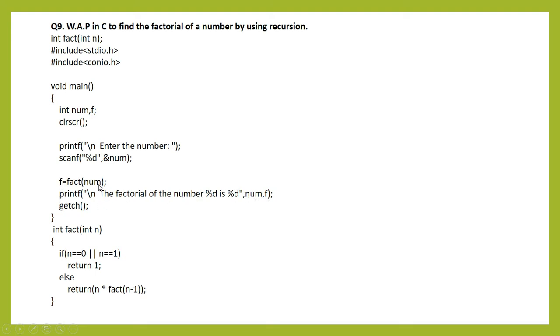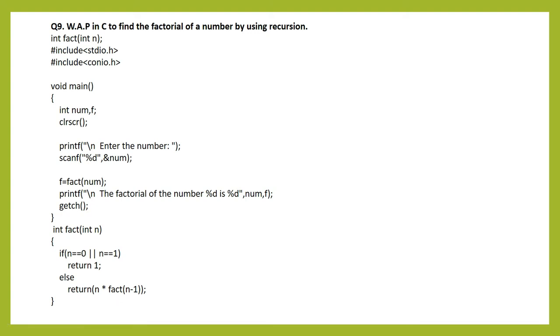So if we are entering 3, then it is showing you the factorial is 3 into 2 into 1, that is your 6. Okay, so this is one type of recursion function, means inside this fact function again we are calling that same fact function, that is called a recursion function.